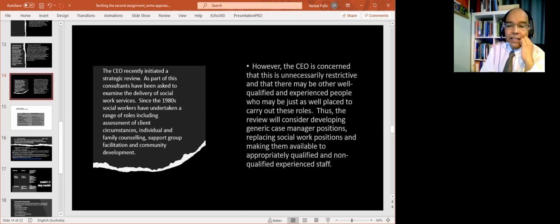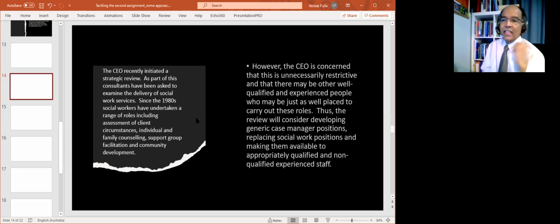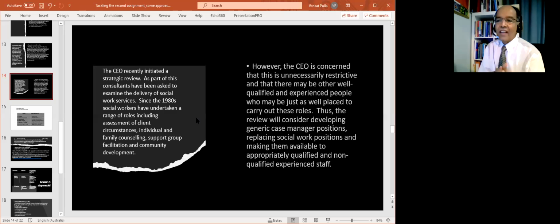what the situation is. The CEO recently initiated a strategic review. As part of these consultations, he has been asked to examine the delivery of social work services, which he did. However, the CEO is concerned that this is unnecessarily restrictive and there may be other well qualified and experienced people who may just as well be placed to carry out these roles. So, in other words, he doesn't feel that for everything you need a social work degree or a counseling degree. He does believe that, look, people with lived experience can also do this.